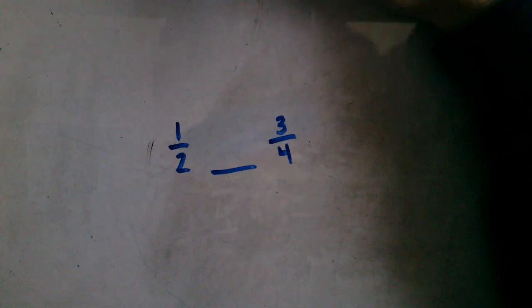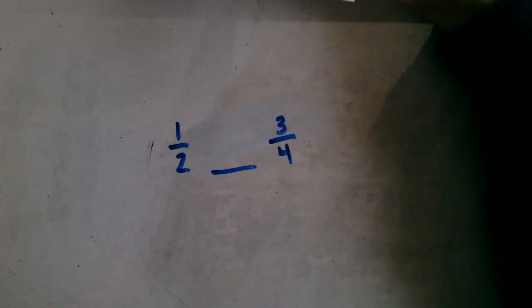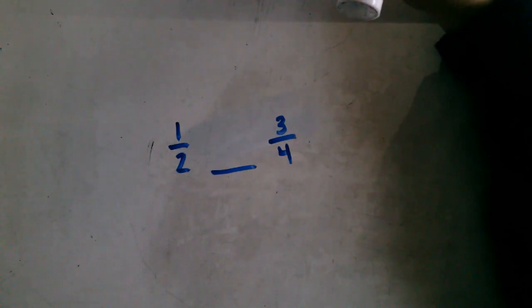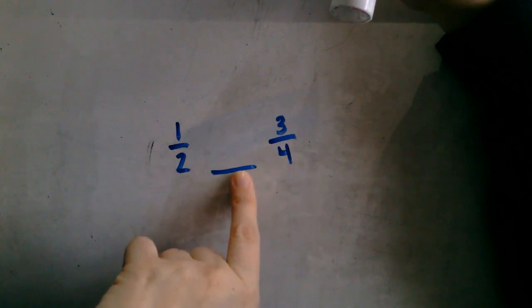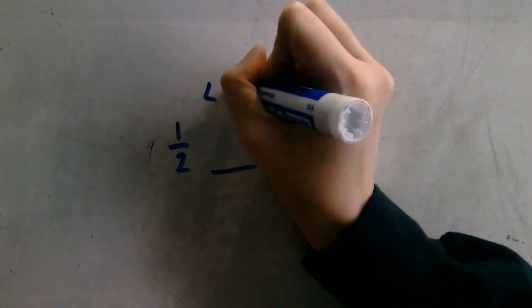We are going to spend time comparing these fractions. How we'll do that, you'll ask, is we are going to find a common denominator, and then to show which fraction is greater, we're going to write either the greater than or less than sign in the middle. So you'll pick either this sign or this sign.